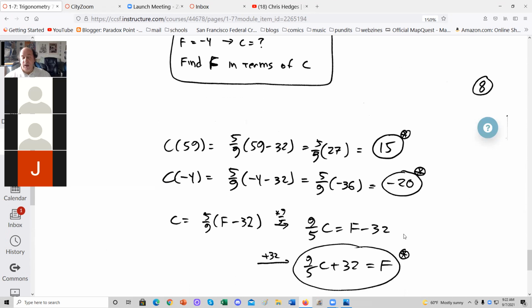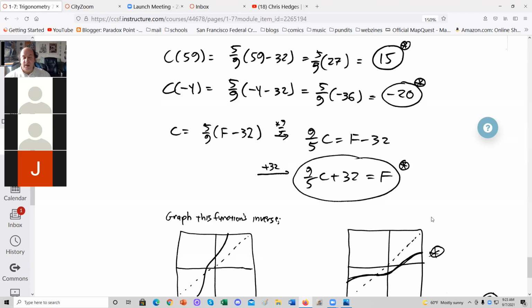Now, to find F in terms of C, we start with this. C is 5/9 of F minus 32. Multiply by the reciprocal of 5/9, that's 9/5. And it cancels on the right and left, you get 9/5 C, which equals F minus 32. And add 32 to both sides, you get 9/5 C plus 32 equals F. So given a Celsius, this is its Fahrenheit measure.